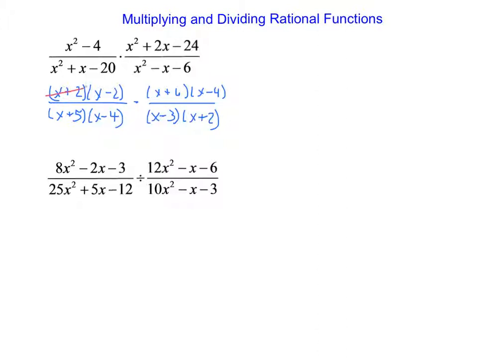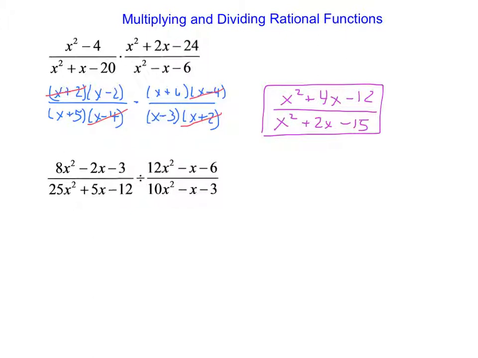So there's an x plus 2 in the numerator and an x plus 2 in the denominator. Those will cancel out, and there's a plus 4 and a minus 4. So your new numerator is simply going to be these two, and your new denominator is simply going to be those two. So the top's going to be that, and the bottom, and there we go. That's our reduced equivalent expression.